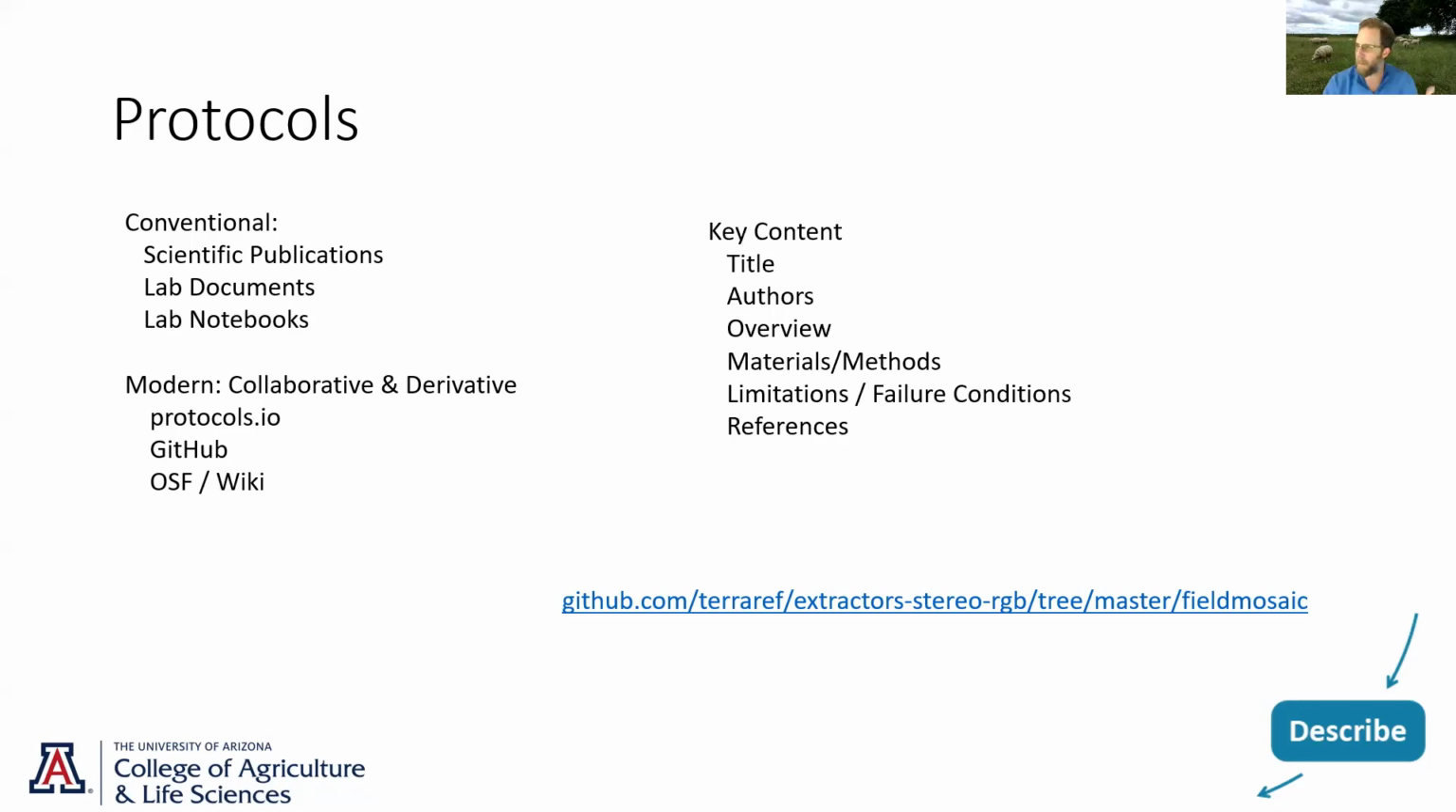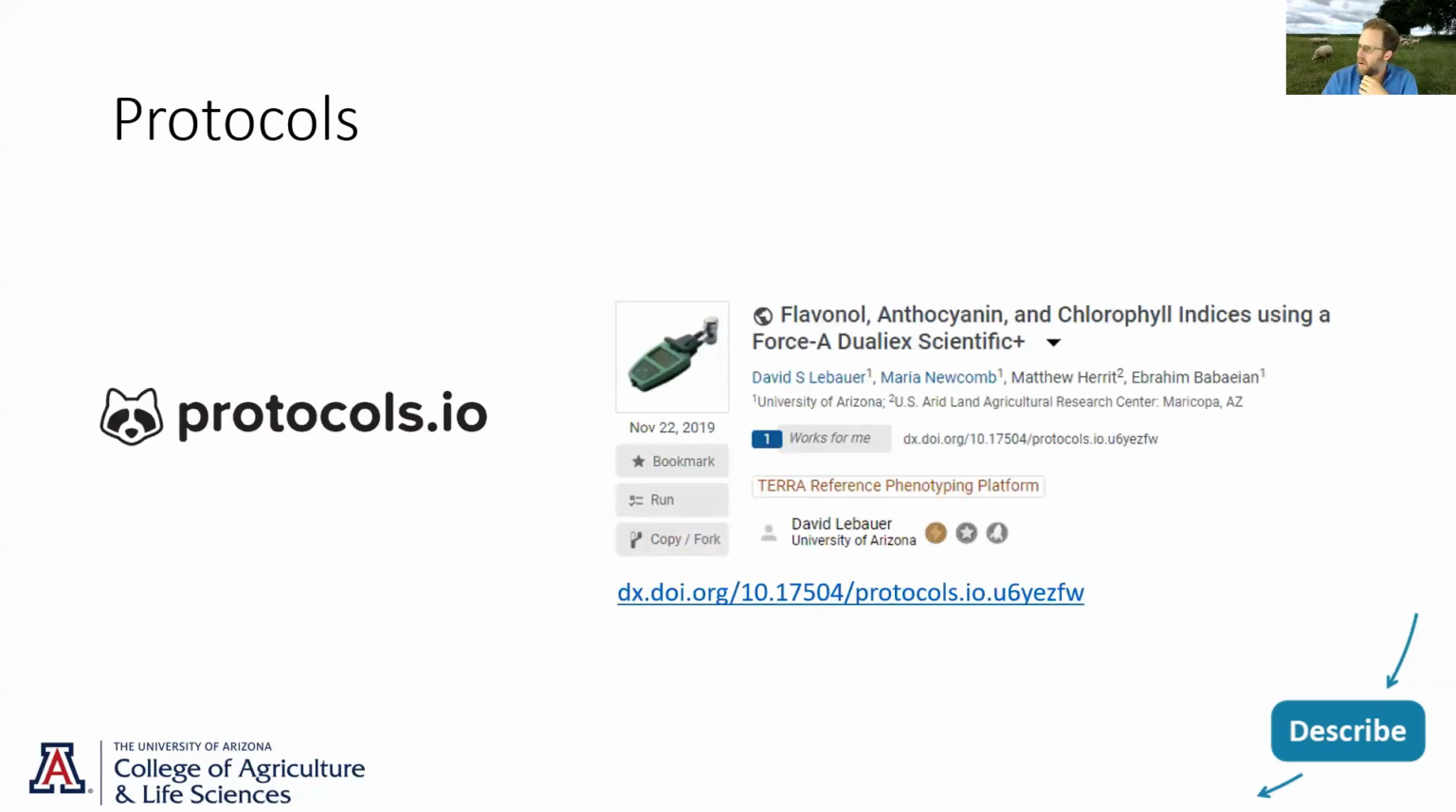But the key content, similar to the Readme, is the bibliographic information and what was actually done, as well as, very importantly, what could go wrong, and any references that this was developed out of. So to talk about protocols.io, here's one example of a protocol that I put on protocols.io, mainly because I was looking at it and trying to figure out how it could be useful for a project that I was involved in. And it is very useful.